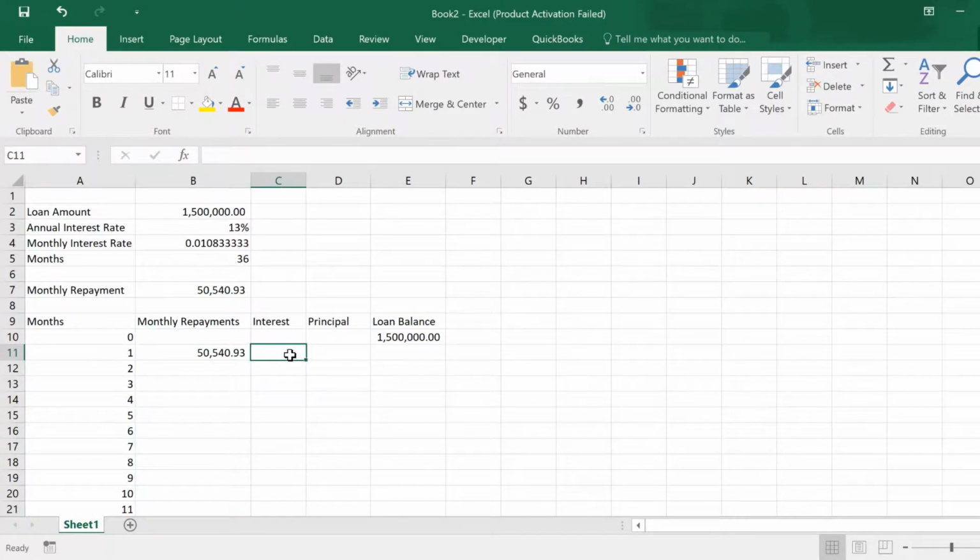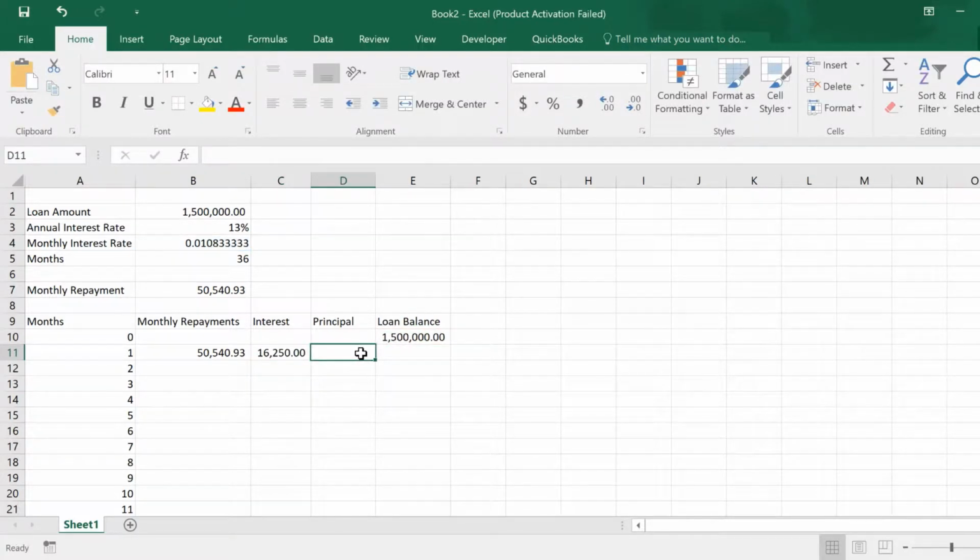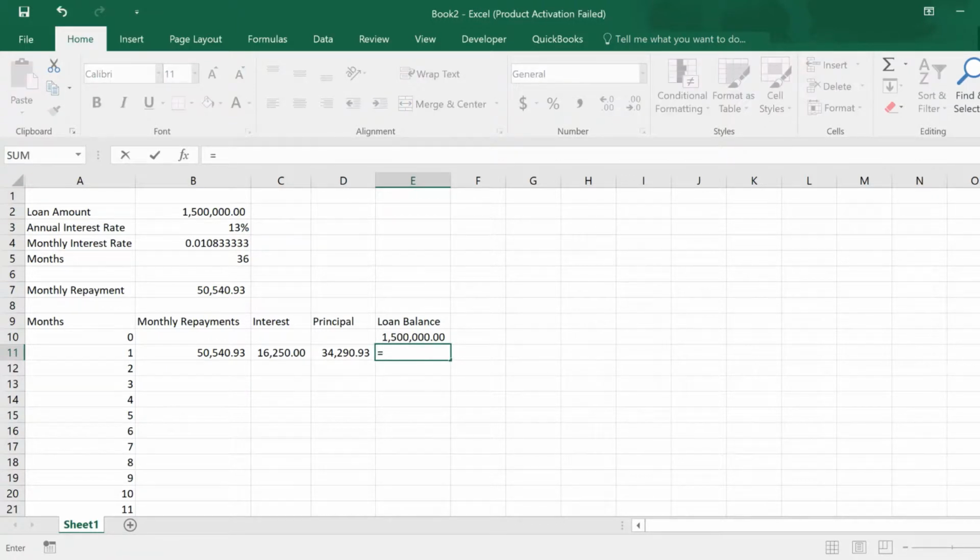The interest will be your monthly interest rate. You can also lock this. Times the loan balance. And the principal, you take your monthly repayment and reduce your interest amount. So that's the principal you will have paid during the first month. And the loan balance will be equal to the earlier loan balance less the principal paid for that month.